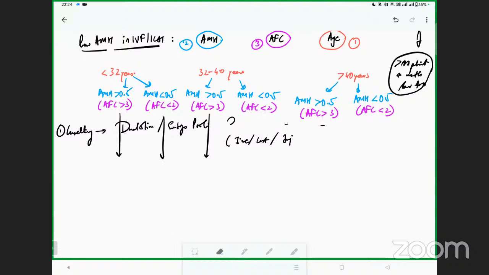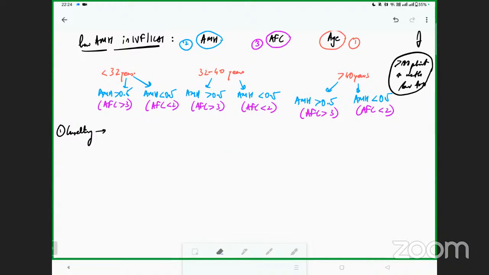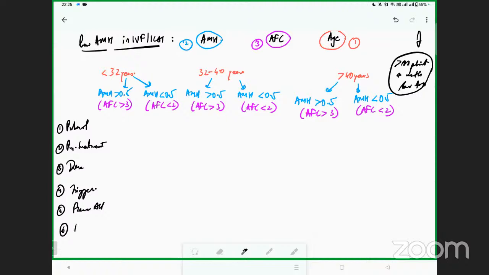Now one can ask, why did you make these subcategories when you want to individualize? The thing is, when you're stimulating so many patients, I want all my staff to stimulate in the same manner. I do not want anybody to go wrong. Protocol, pre-treatment, dose, trigger, freeze-all, luteal phase support. These are some of the important things which we should know.